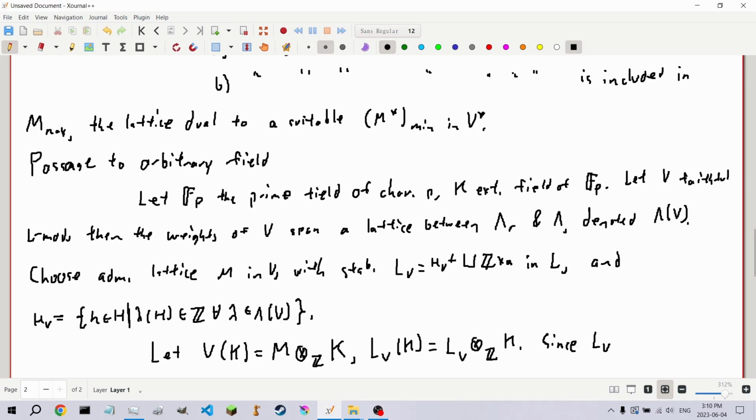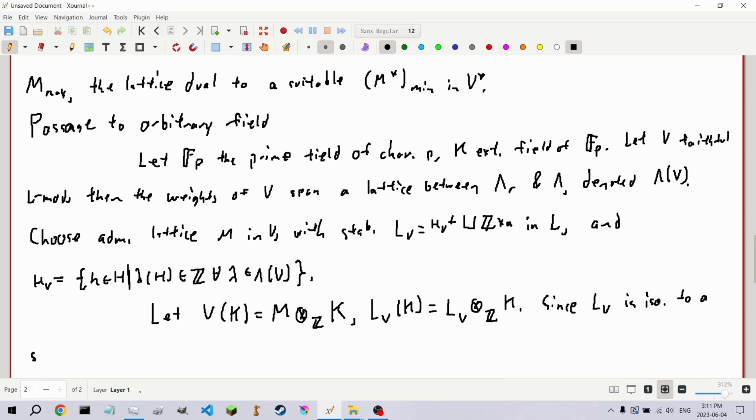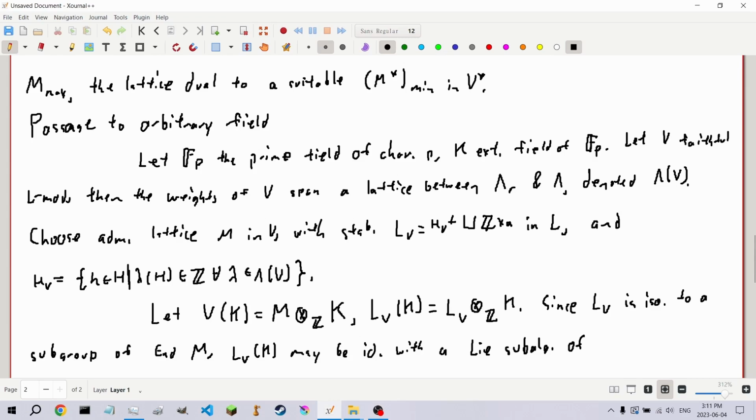Since LV is isomorphic to a subgroup of the endomorphisms of M, and is closed under the bracket, of course, LVK may be identified with a Lie subalgebra of the general linear Lie algebra of our V of k, which is, of course, just the endomorphisms of V of k.